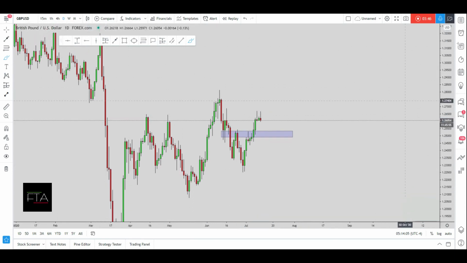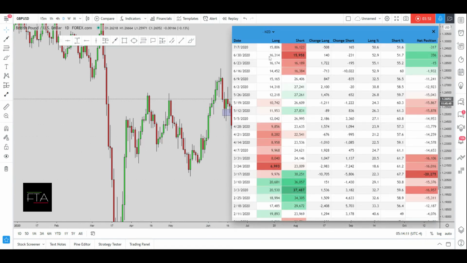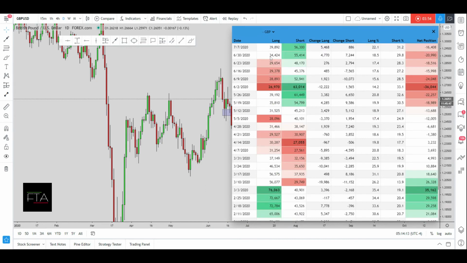Now, before I show you how we will be approaching this pair with students, let's go and give a quick check at what we have from a COT perspective. So commitment of traders, what the biggest banks and institutions are currently doing on this pair, specifically GBP USD, because always remember that all currencies on the spot are traded against the USD. So if you check the data for the GBP, what you are actually checking is GBP USD.